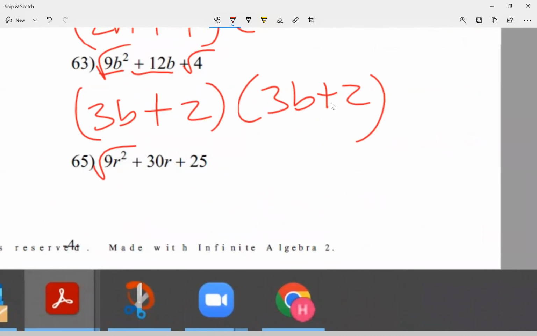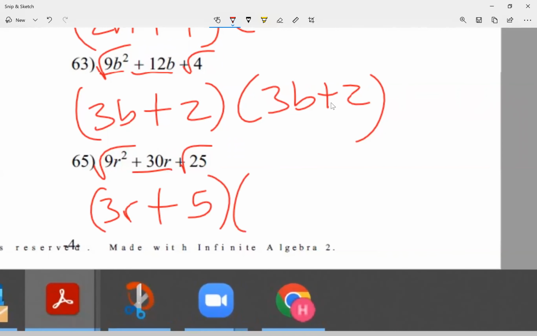Take a look at my last example for this. If I do the square root of 9r squared, I get 3r, right? The square root of 9, square root of r squared. If I get the square root of 25, I get 5. I know 3 times 5 is 15, which is the half of 30. So I have a special case. The middle term has a plus sign, so I'll respect the sign. If it had a minus, I would keep the minus. So I said respect the sign from the middle. So that gives me 3r plus 5 twice. This is the older special case.